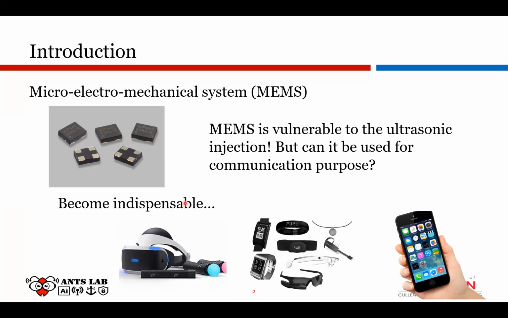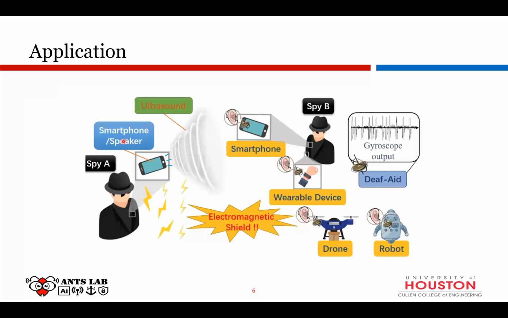You can find them anywhere: inside your VR set, the wearable devices, and inside your smartphones. So how did the author use these gyrophones to build the communication system? Apart from that, they also introduce a very interesting application scenario.